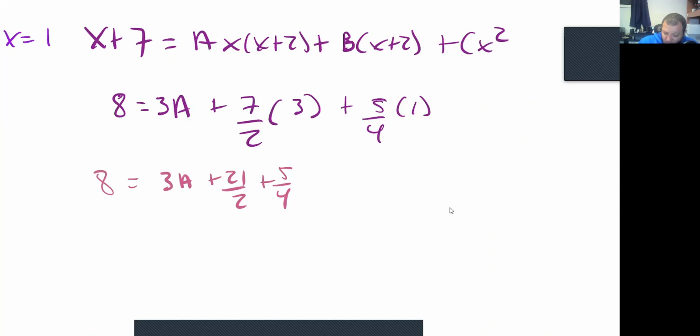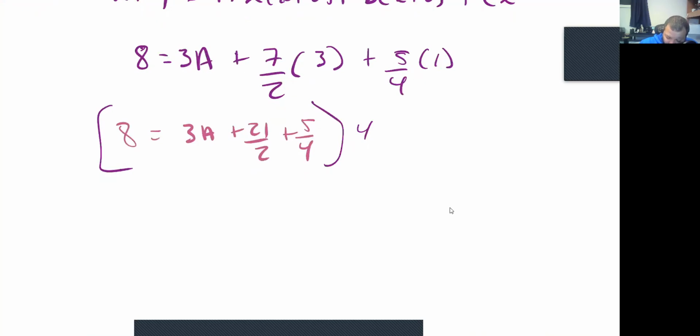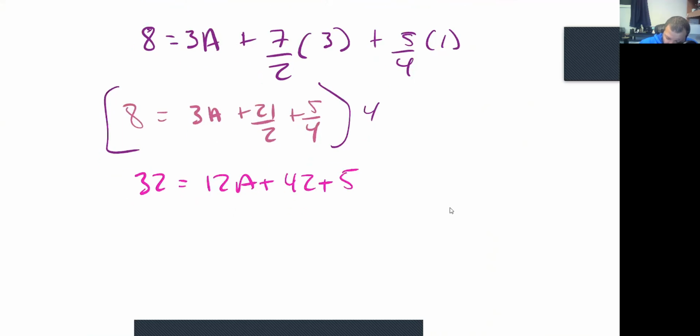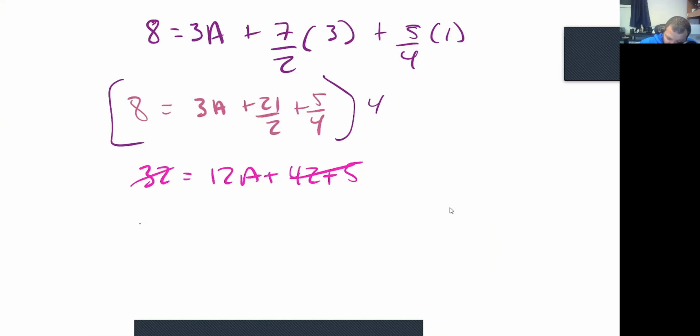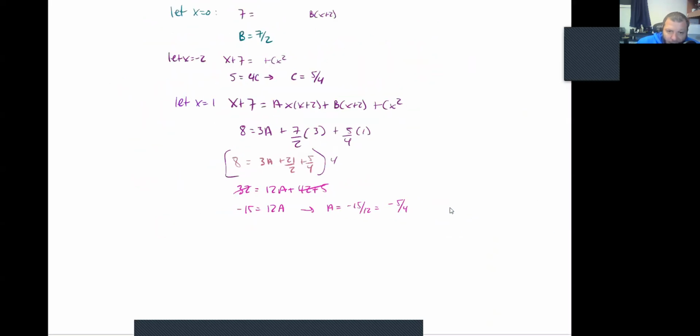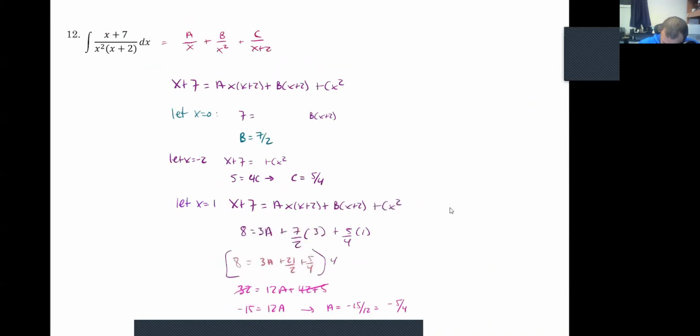I'm just going to multiply everything by 4 because I'm tired and I don't feel like doing fractions. So if I multiply everything by 4, I'm going to get 32 is equal to 12a plus 42 plus 5, so that's going to be 47. If I take away 47, I'm going to get -15 is 12a. So a would equal -15 over 12, which is the same thing as -5 over 4. All right, so we have our a, b, and c values now.